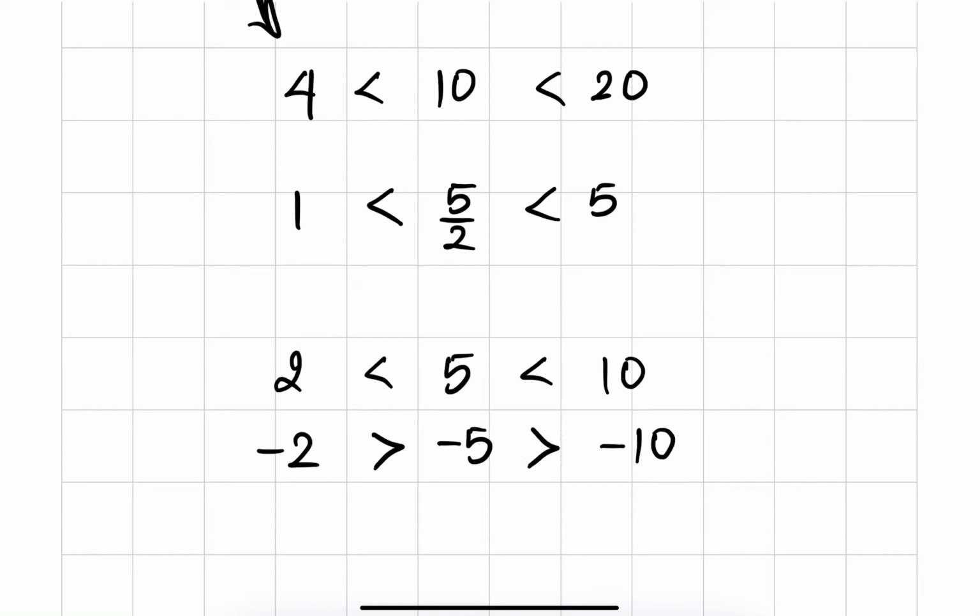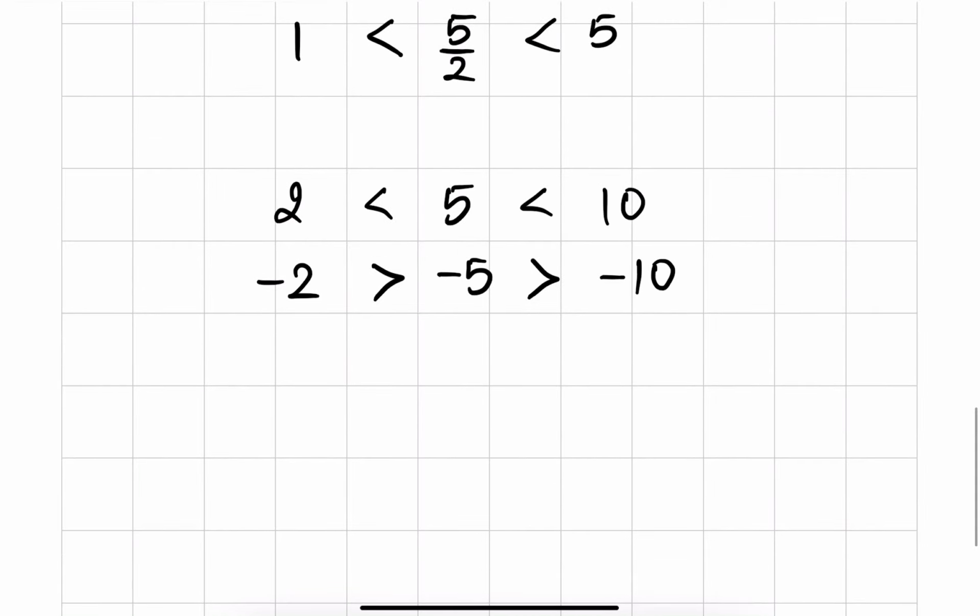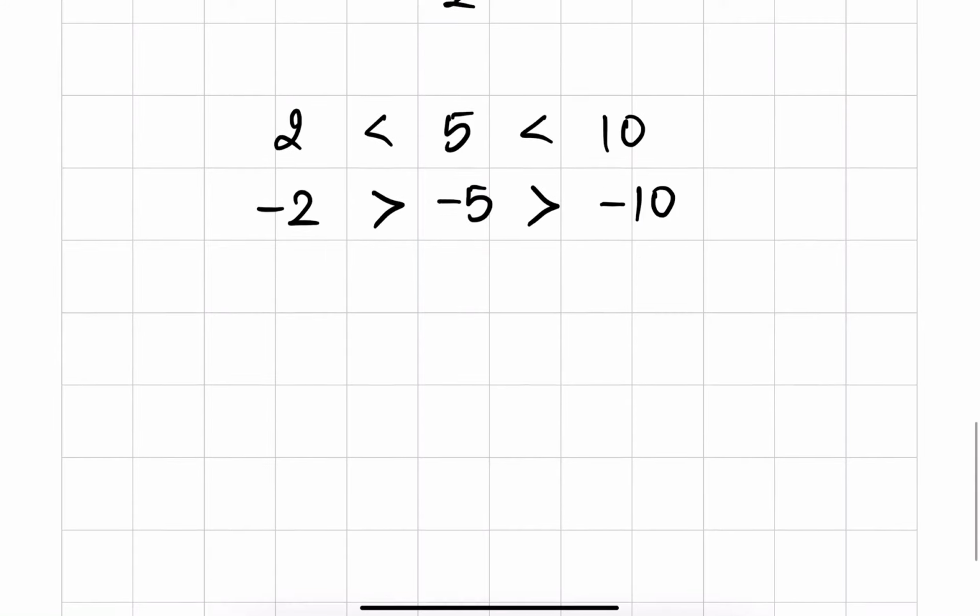The rule to understand is whenever you multiply or divide all of these numbers by the same negative number, the relationship will change. Okay, so this was something crucial to understand.